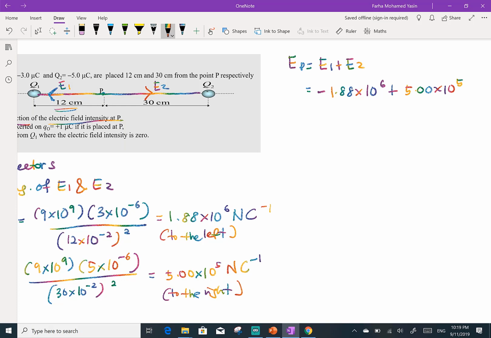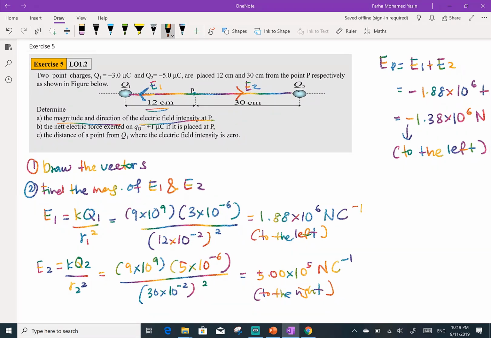Okay, we calculate, we get negative 1.38 power of 6 Newton per Coulomb. Okay, so negative states that the direction of the total E is to the left. Okay, so that's the answer for A. Okay, now for B.